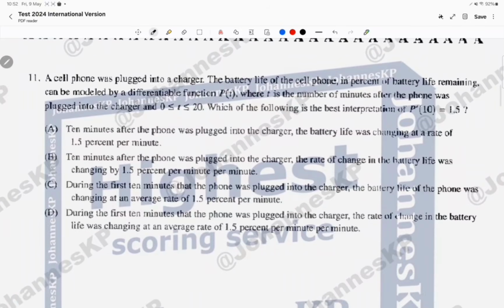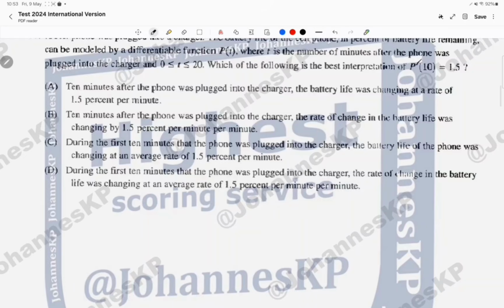Question 11. A cell phone was plugged into a charger. The battery life of the cell phone, in percent of the battery remaining, is given by the differentiable equation. Which of the following is the best interpretation of p prime? Now, do you know what p prime would mean to a function? Basically it's the derivative, so the rate. The instantaneous rate.